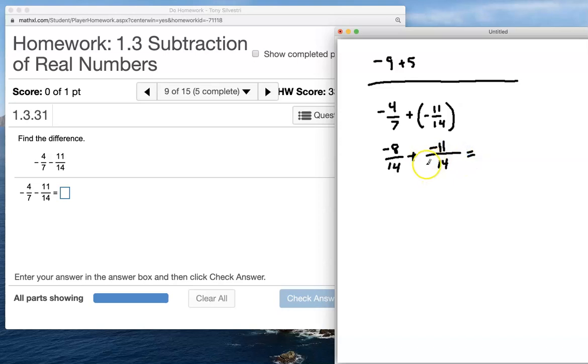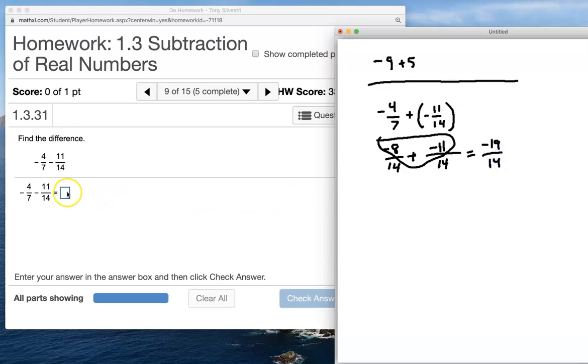Now, when you have the same denominator, you get to add the tops, to add the numerators. And what are we adding? We're adding two negative numbers, which means that you're going to add the absolute values, keep the sign of those original numbers, which were both negatives, over 14.